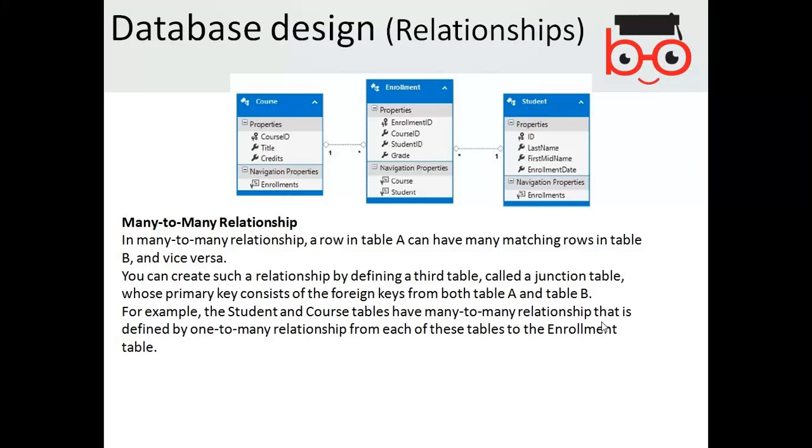So it will not be easy to create a relationship between them directly, but you will need to define a third table, enrollment, through which you can define this relationship. One course is connected with enrollment, and enrollment is connected with one student. In this way, a particular course has a relationship with many students, and one student can have many courses. So a many to many relationship exists.